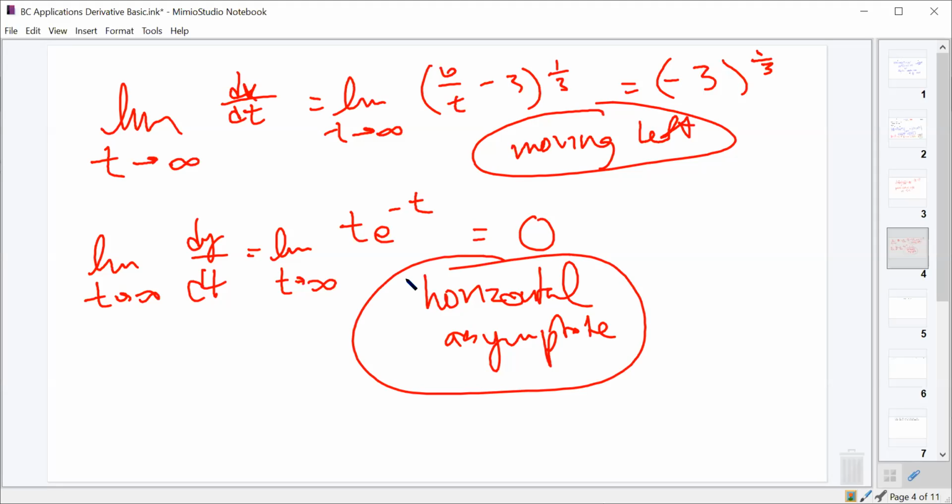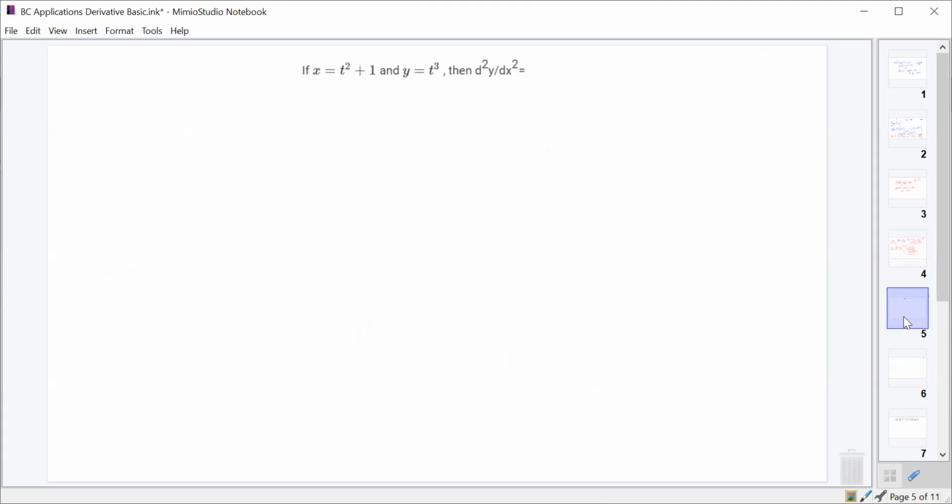Any questions or issues with any part of that? All right, let's do another one. This one should be pretty straightforward. We're just looking for a second derivative for this parametric. So I'll give you guys just a minute or so to do that. Pretty straightforward one. Take just a minute and figure out the second derivative of y with respect to x.